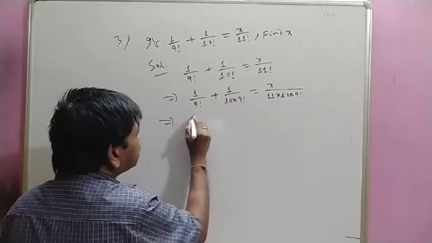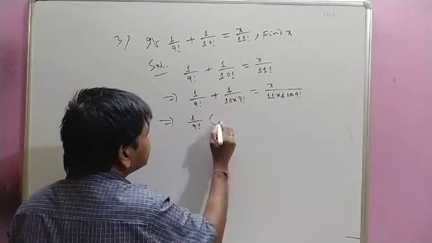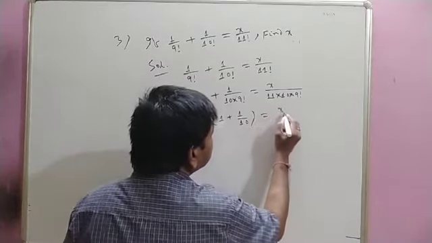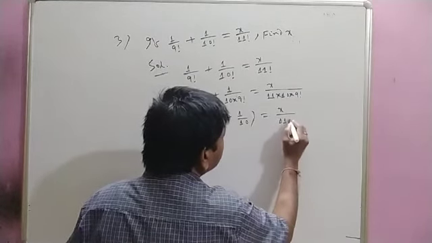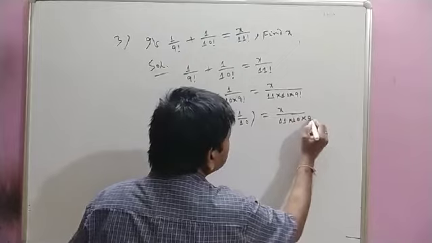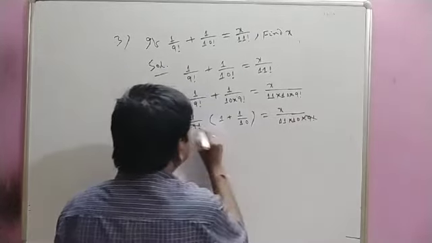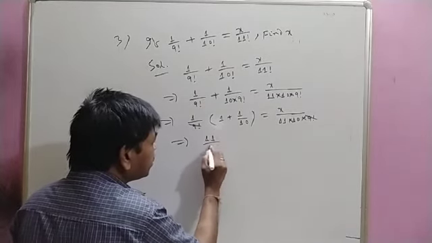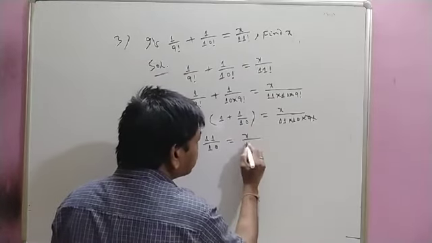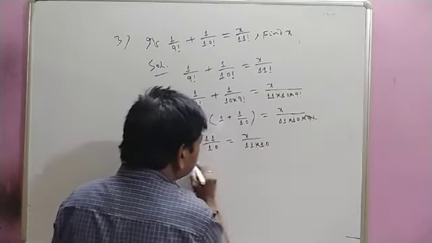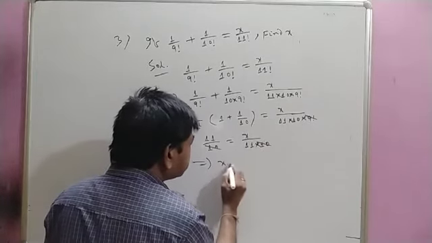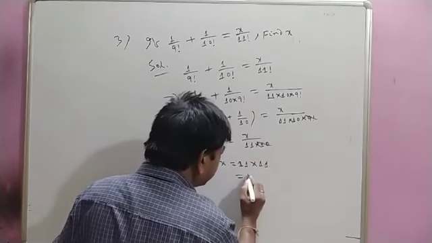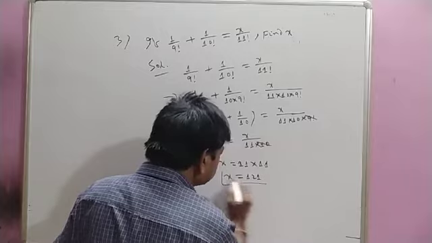Now you can take common 1 by 9 factorial. Then you have 1 plus 1 by 10, and the right hand side is x by 11 into 10 into 9 factorial. This 9 factorial and this 9 factorial get cancelled. Now 10 plus 1 is 11, so 11 by 10 is equal to x divided by 11 into 10. Now this 10 gets cancelled. So x is equal to 11 into 11, which is 121. So x is equal to 121.